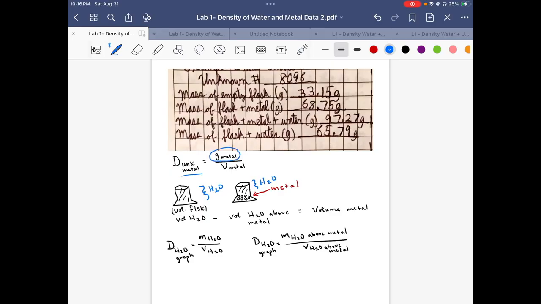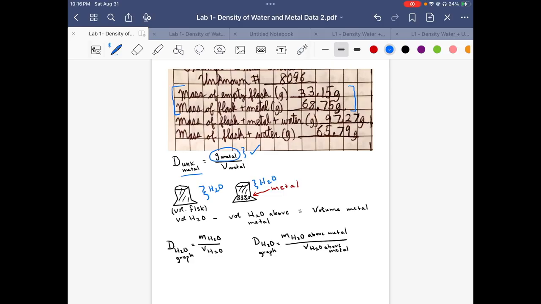Now, the first thing is you've got a mass here of the metal. That should be relatively straightforward because you're going to look up here and notice you have the mass of the empty flask and the mass of the flask plus the metal. So you're going to subtract the mass of the empty flask from the mass of the flask and the metal, and that will give you the mass of your metal. So that right off the bat gives us one piece.